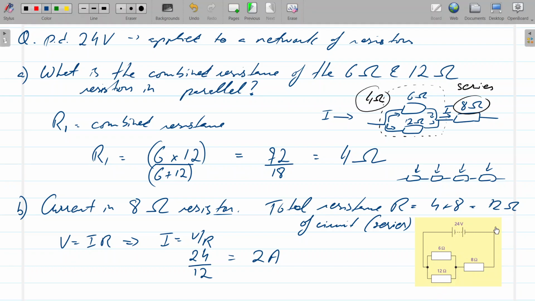Current and voltage and resistance are all linked. You've got a potential difference, you've got a certain resistance, and so how much current are you going to get through the whole system? That depends on the total resistance of the circuit. And as I mentioned, the combined resistance of the 6 and 12 ohms is 4, and we're going to consider that as just one. So that is similar to saying that you've got this circuit with this 4 ohm resistor, then this 8 ohm resistor, and then the battery.